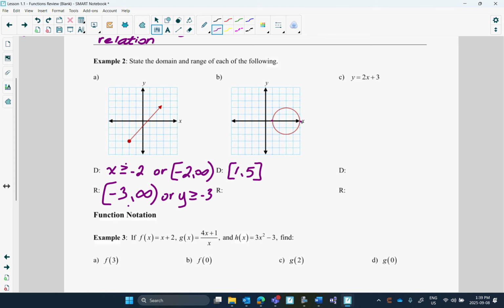If you wrote this in the other way, it's a little bit more complicated. It would look like this. Because this means x is between 1 and 5. We use the less than or equal to symbols always. Okay.